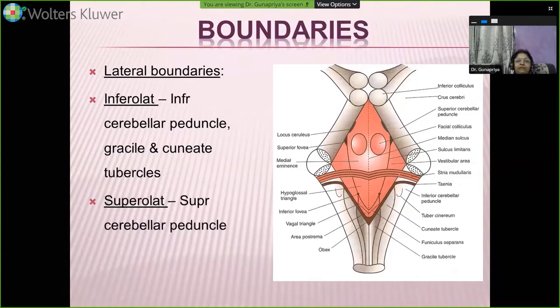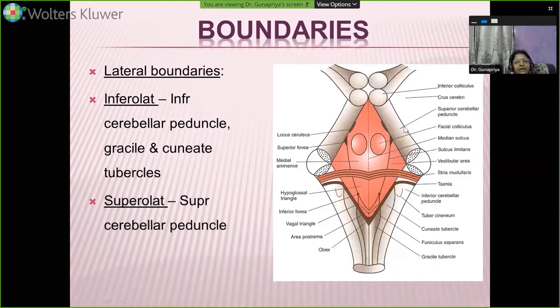Now coming to boundaries. The lateral boundaries are the inferolateral boundary and the superolateral boundary. The inferolateral boundary is formed by the inferior cerebellar peduncle, the gracile tubercle, and the cuneate tubercle. So the inferolateral boundary is related to the posterior aspect or dorsal surface of the medulla. Now, the superolateral boundary is formed by the superior cerebellar peduncle.